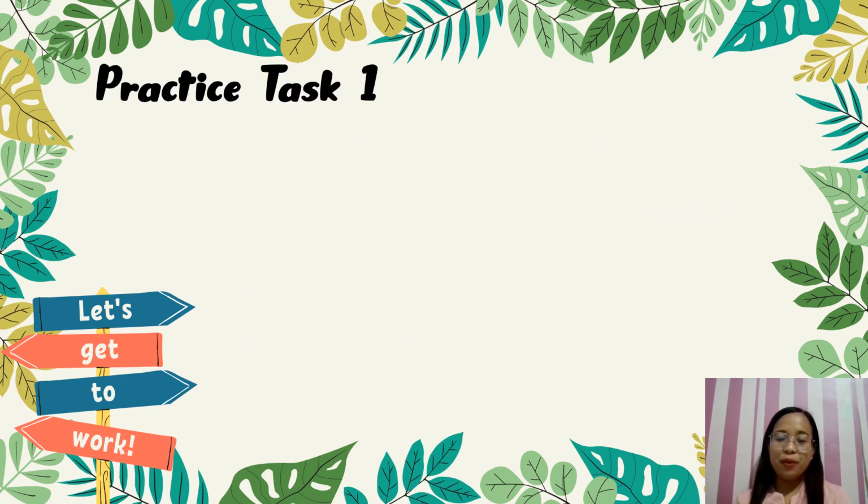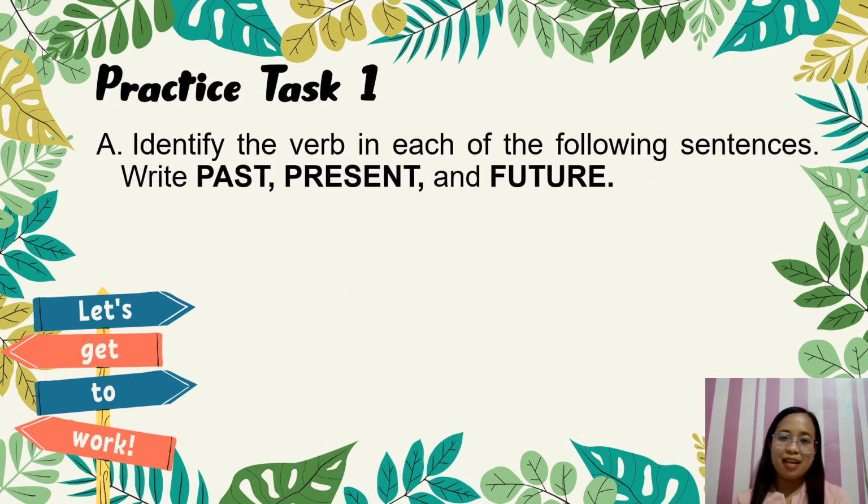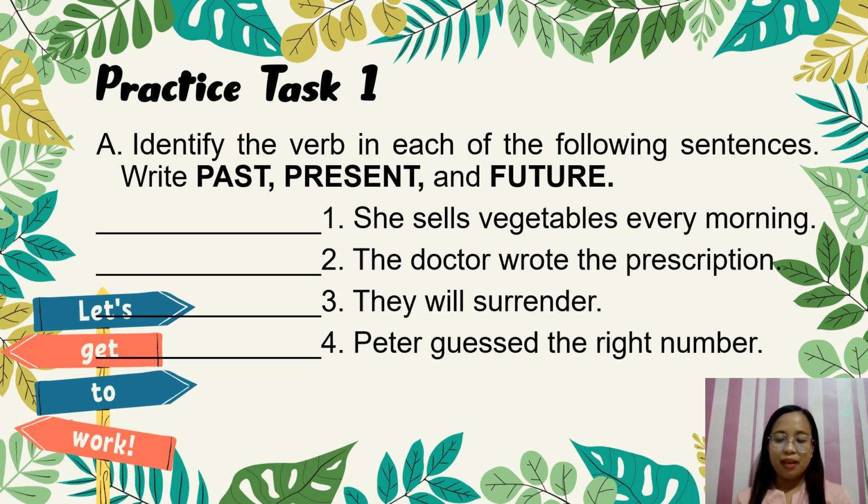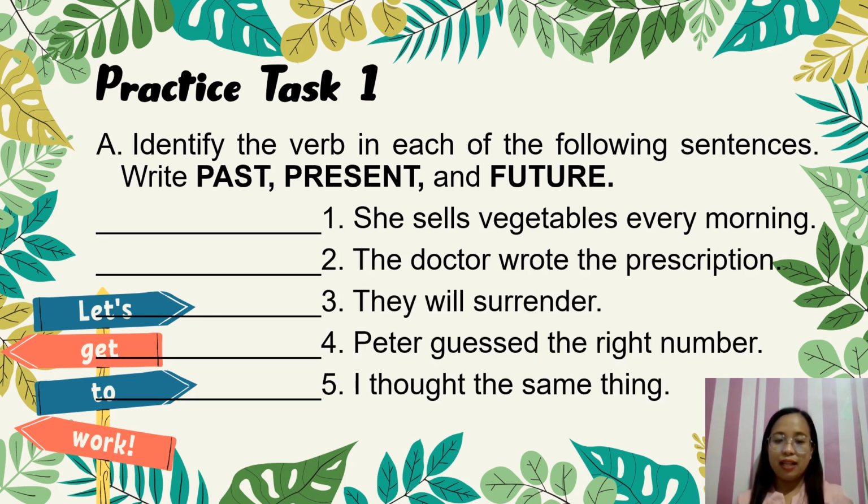Alright, class, now we're going to continue with our practice task 1. So, class, nandun naman to sa inyong learning activity sheets na binigay ko sa inyo. Doon kayo mag-answer, okay po? So, answeran natin, class. Una, gagawin natin letter A, identify the verb in each of the following sentences. Write past, present, and future. Hanapin nyo muna, class, yung verb, tapos isulat nyo na kung ano siya, kung past, present, or future. Anong tense niya? Ano po?